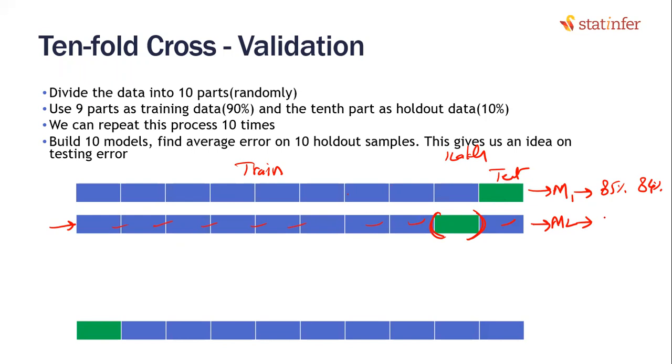Maybe after 2-3 iterations in M2, the accuracy is 86% on train data and 86% on test data. Then M3, M4 and so on. Keep on doing it, changing the test data. By the 10th iteration, the last 90% will be your train data and the first 10% will be your test data. Again build a model and fine tune it for this combination. 10 models we are building. Maybe 85 and 85 is the final model.